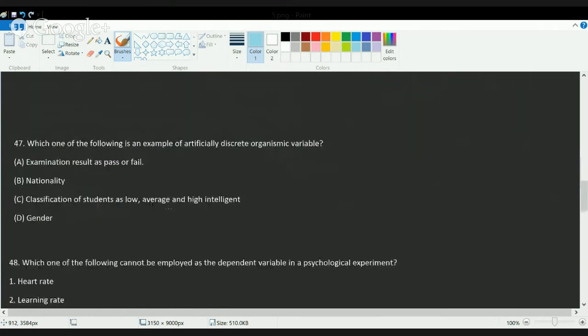The next question here is, you have to pick a choice which is an artificially discrete organismic variable. Now let's first understand an organismic variable.